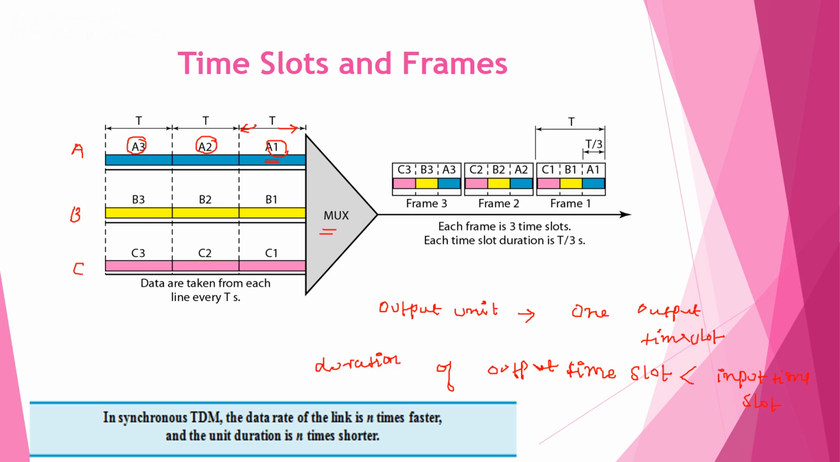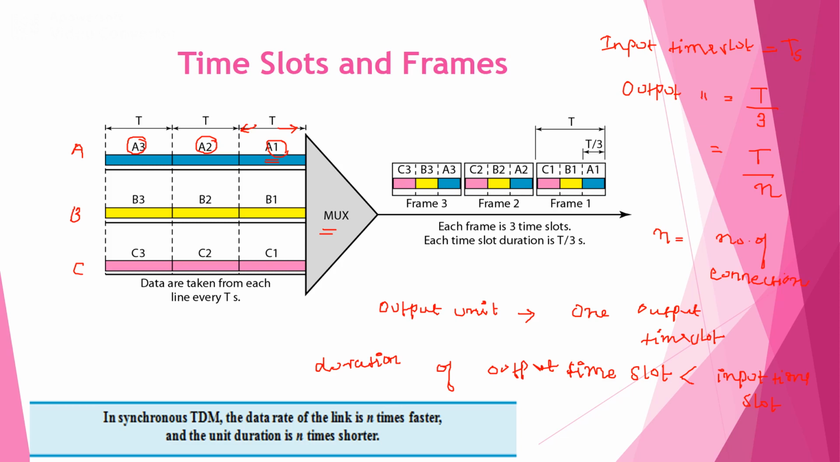For example, if the input time slot is t seconds, the duration of the output time slot is, in this case, t by 3. In general, we can consider it as t by n, where n is equal to the number of connections. In this case, we consider 3 different connections.